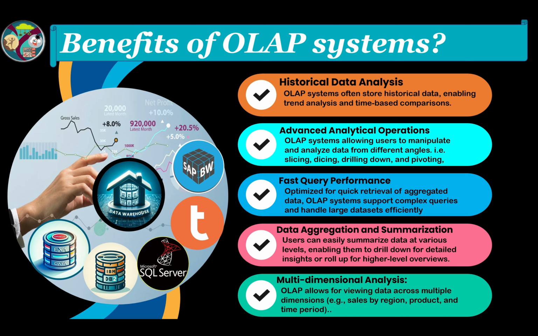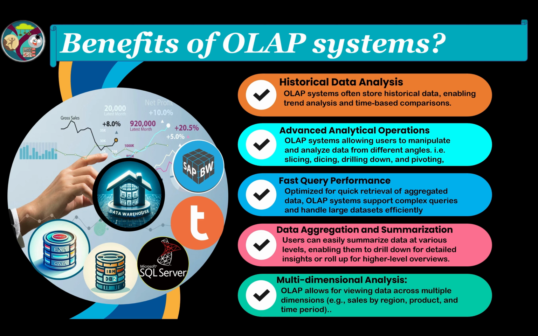The next one is advanced analytics operations. OLAP supports operations like slicing, dicing, drill down and pivoting, allowing users to analyze data from different angles. The next one is fast query performance. OLAP systems are optimized for complex queries and can handle large data sets efficiently. These systems allow scalability in terms of compute power and storage, enabling faster data retrieval and processing. OLAP systems will enable the business to do complex analysis and reporting in a faster way compared to the OLTP systems. The next one is data aggregation and summarization.